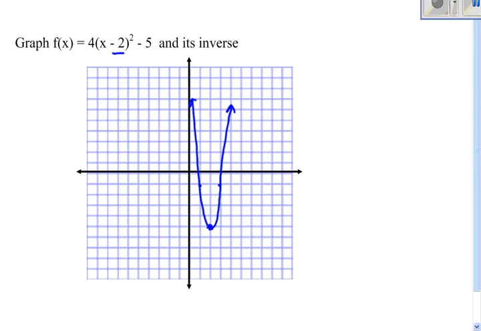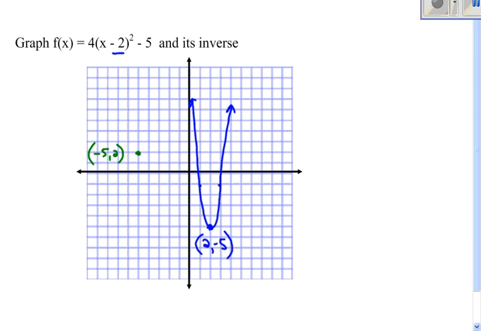Okay, but the part that we really want to concentrate on today is its inverse. How you graph an inverse, even without knowing what the function's equation is, you just take these ordered pairs and you switch the x and y values. So instead of the vertex being (2, -5), the vertex of my inverse is going to be (-5, 2) because I'm switching my x and y values around.